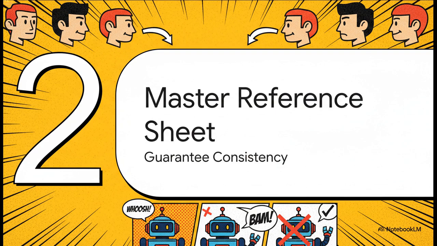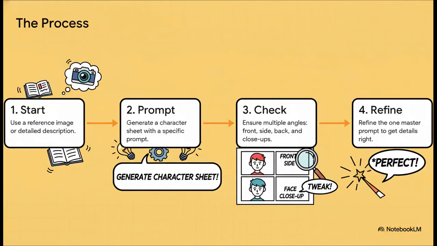I want you to think of it like a character turnaround. You know, the kind professional animators and video game designers have used for decades? This single asset is what's going to guarantee your character looks right every single time. And the process? It's actually brilliantly simple. It's really just 4 steps.